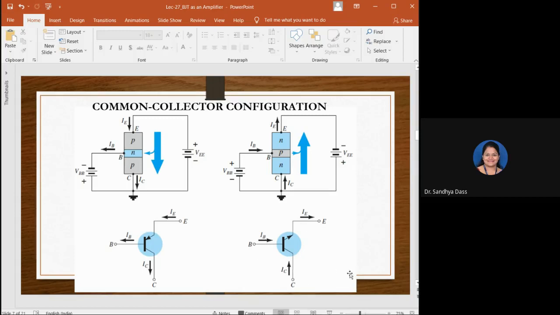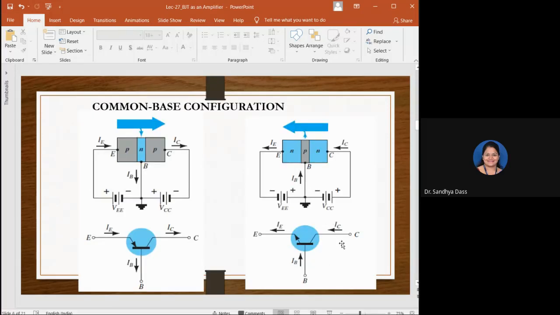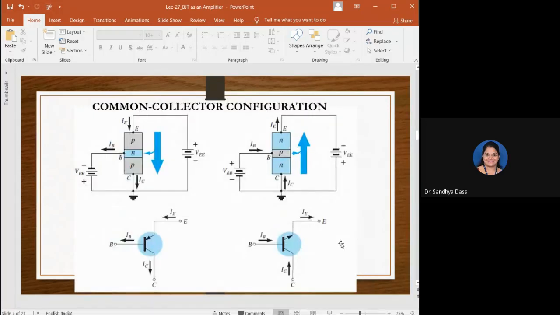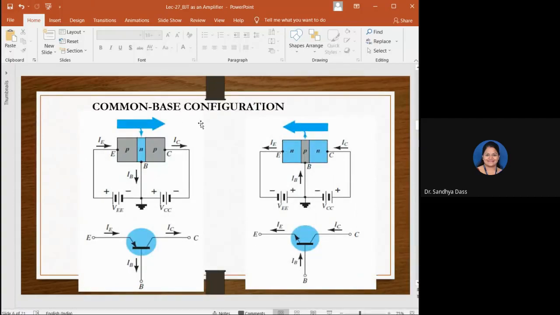Are you with me? Ma'am, what would be the input? Input current is base current. Output current will be emitter current in common collector configuration. So based on the configuration, your parameters also will vary. Observe that. All right. This is for common base.